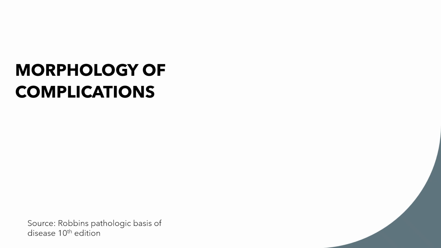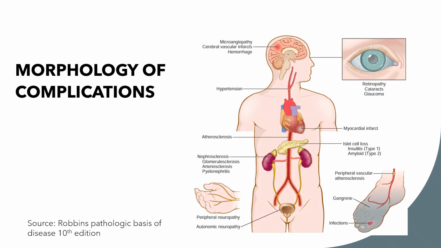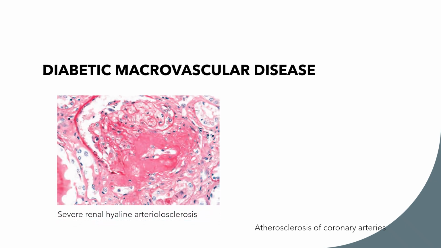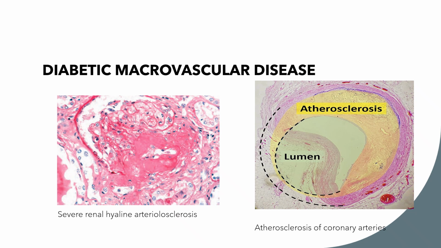After understanding the pathogenesis of what underlies these complications, let us now look at the morphology of these complications. I'll debunk this entire flowchart from a pathologist's perspective by showing you in the forthcoming slides how these complications look under the microscope. The first is diabetic macrovascular disease. In diabetic macrovascular disease, you will see the manifestations in two places. One is kidney, the renal hyaline arteriosclerosis, and the other is atherosclerosis of the coronary arteries.